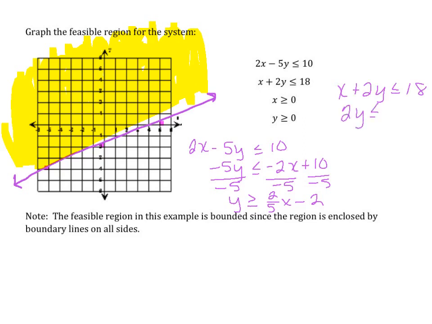2y is less than or equal to negative x plus 18. Divide by 2. So y is less than or equal to negative 1/2 x plus 9. Note we don't flip the sign because we did not divide by a negative number. So we start at positive 9. 1, 2, 3, 4, 5, 6, 7, 8, 9, more like about here. And we're going to drop down 1 and go over 2.